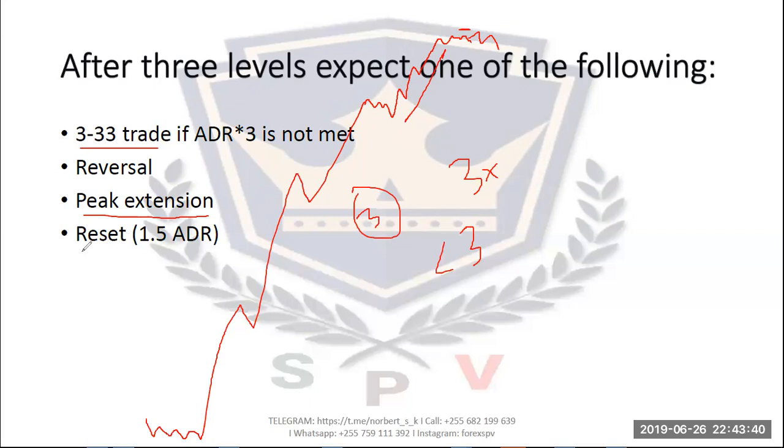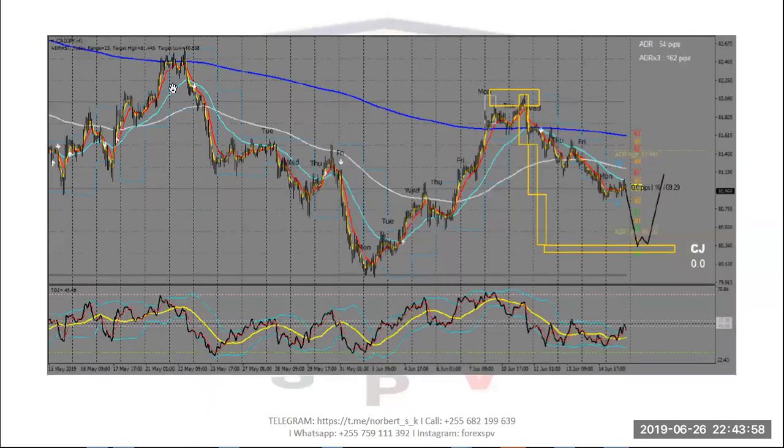Another thing that you should expect is the reset, but the reset occurs once the dealer has moved 1.5 ADR. Now, let's look at the charts. This is an ideal market mega cycle. You see this, 3 levels, and then a reversal. This is called JPY. And this was May going to June. Only 2 months.